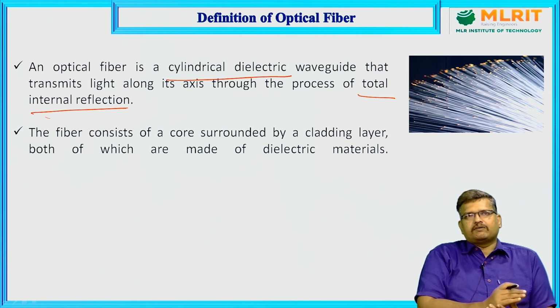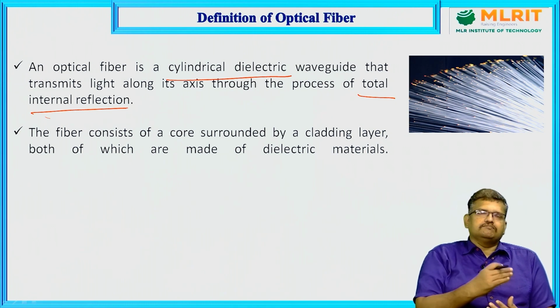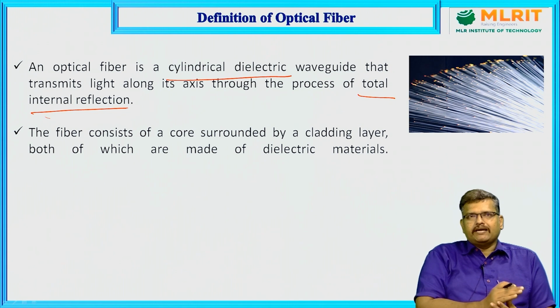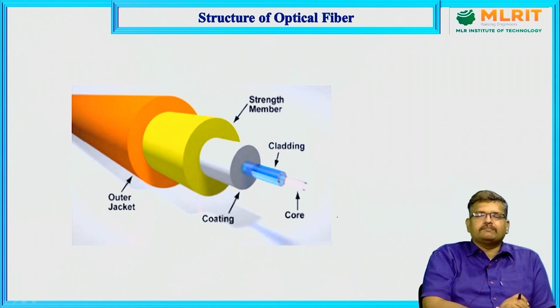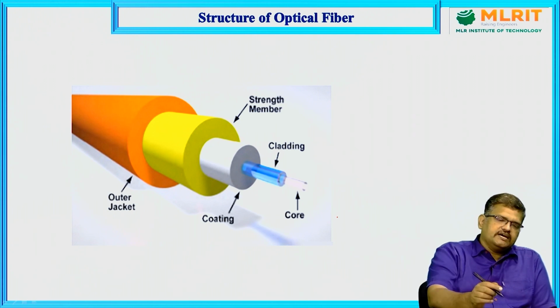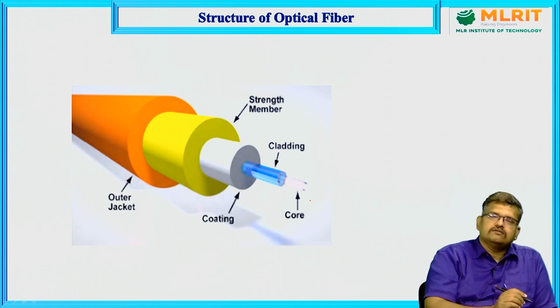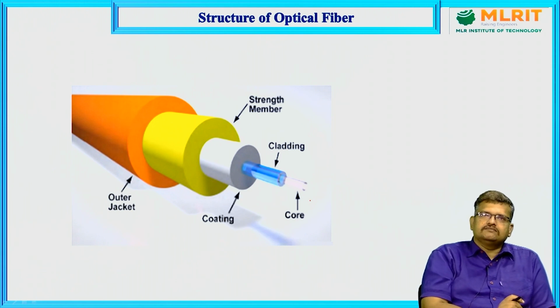Generally, the optical fiber consists of a cladding layer and a core layer. After that, there is a buffer coating also. Mainly we concentrate on the core and cladding. Now, let us see the structure of the fiber. Here we have the core, cladding and the buffer coating.